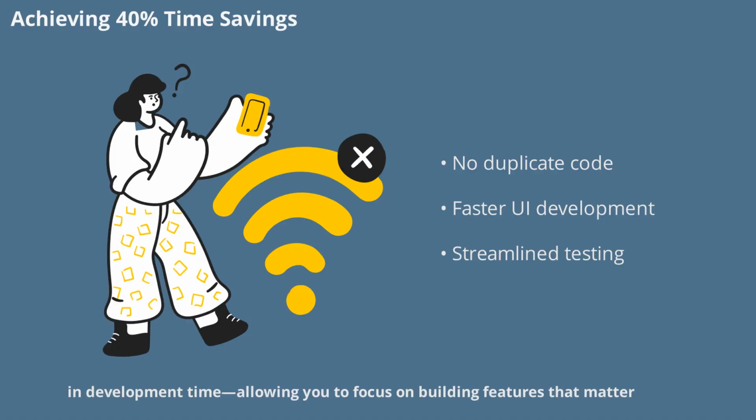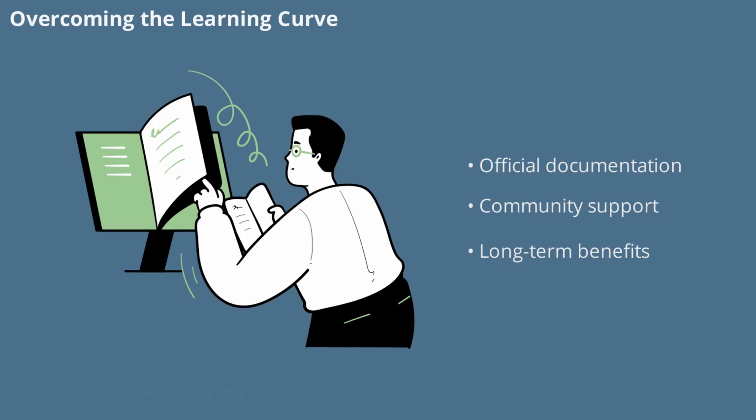Adopting new technologies like Kotlin Multiplatform and Jetpack Compose can be daunting at first. There's a learning curve, but with official documentation and a supportive community, you can quickly get up to speed. Investing time in learning these tools pays off in the long run, as you'll be able to develop faster and more efficiently.